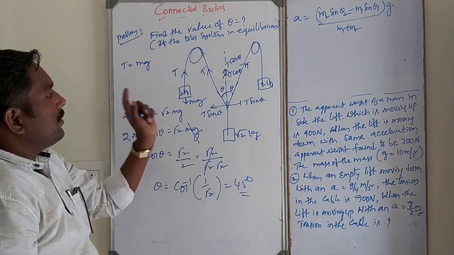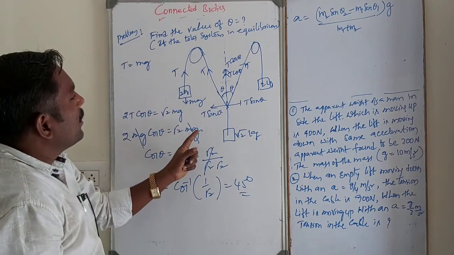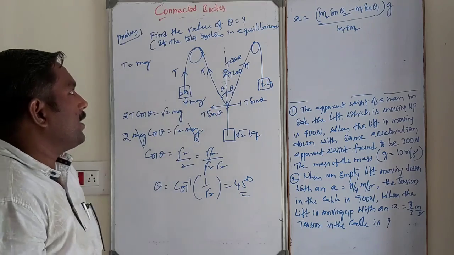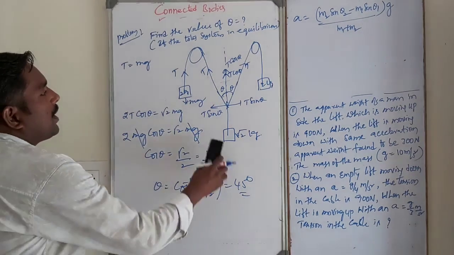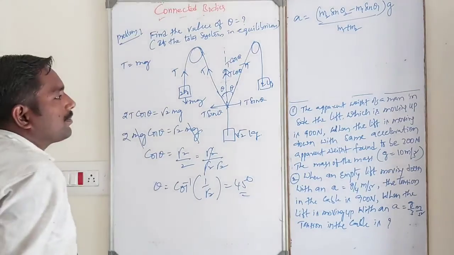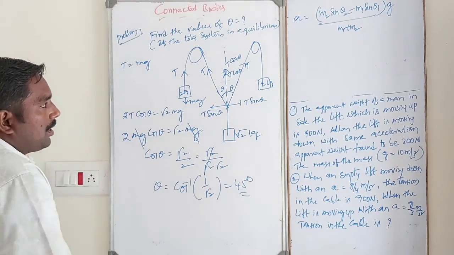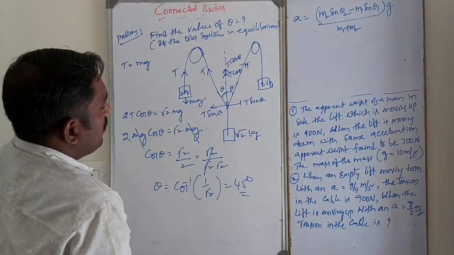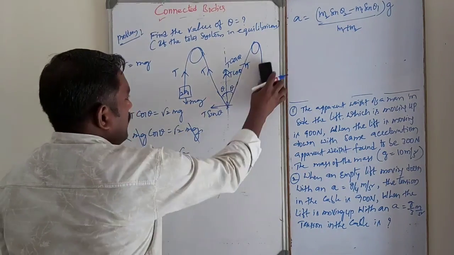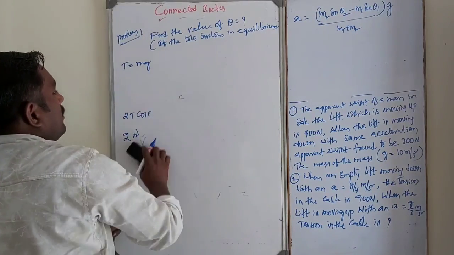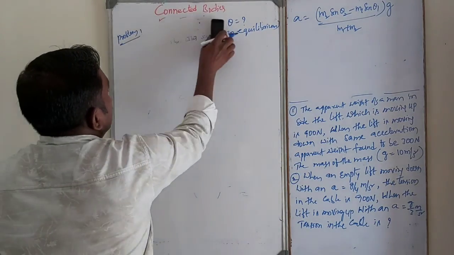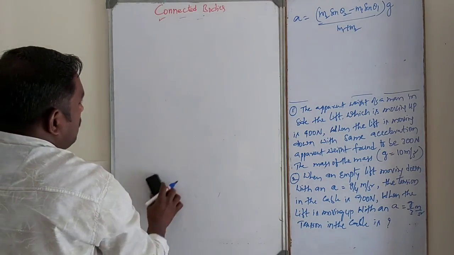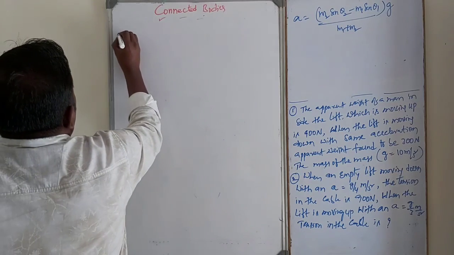So the question is, the system as shown in the figure will be in equilibrium. So find the value of theta. So the weights are 2 kg, root 2 kg. This is the simple way to find out the value of theta. So next one. Next one is another problem.